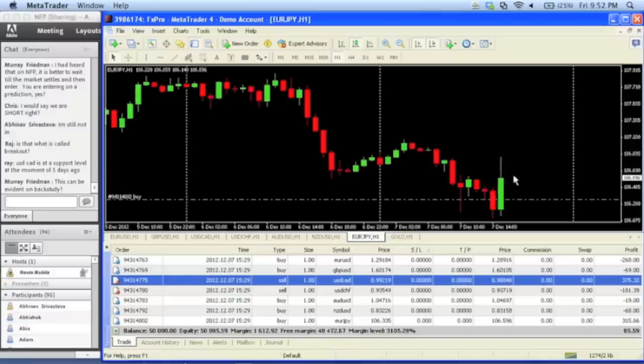Murray Freeman, this is evident of back study. Yes, it comes in from the past. I didn't study this myself. I was taught this, so I'm just passing on the information to you guys, that once the NFP settles, the market actually stays in that direction for the rest of the day. Based on this information, I've tried it in the past, and it's worked every time for me. So I'm passing this information on to you guys.